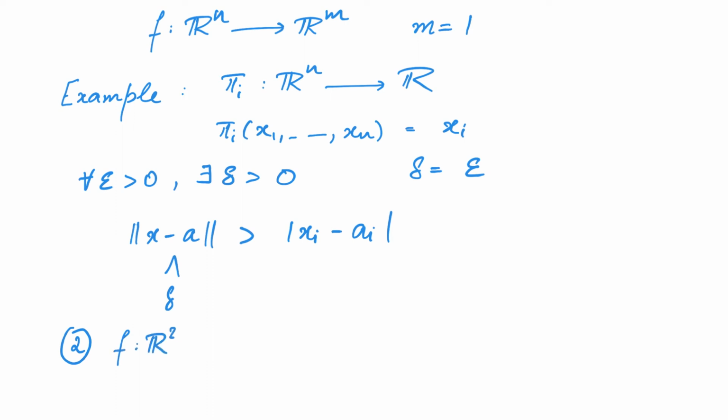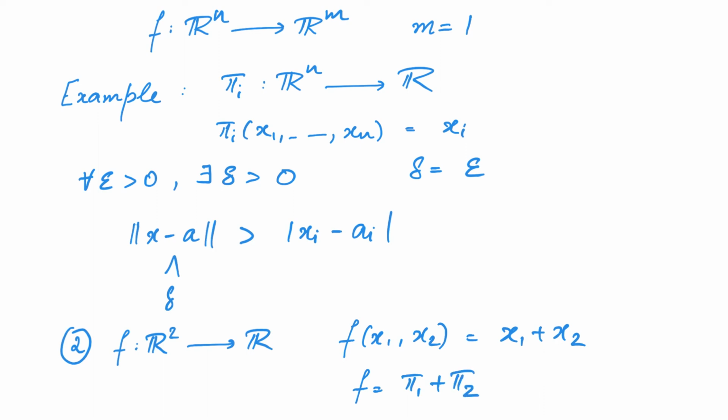Inspired by this example, we can ask the following question. Consider the function f from R2 to R defined as f of x1, x2 is equal to x1 plus x2. Is this function continuous? Intuition should tell you that it will be continuous. And notice that it is the sum of two functions, namely pi1 and pi2, and they are both continuous. Thus, if sum of continuous functions is continuous, then f will be continuous. And as you would expect, sum of continuous functions is indeed continuous. However, we have to wait a bit before we see a proof of this fact.